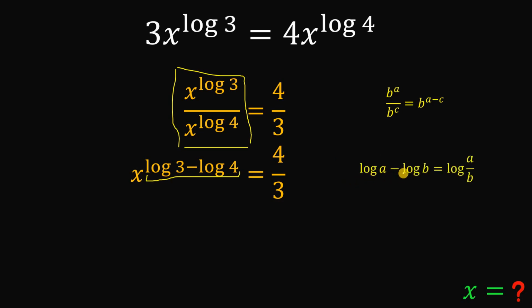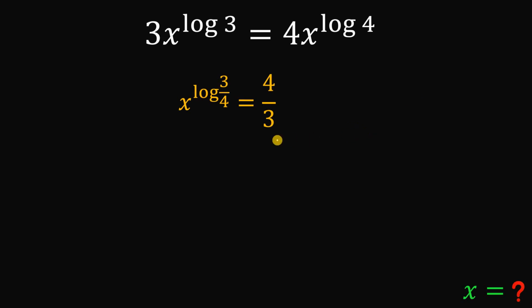Now from here, notice we can rewrite this using a single logarithm. Because take note, when we have logarithm of a minus logarithm of b, we can rewrite this as logarithm of a over b. So the exponent of x can be written as logarithm of 3 over 4. Now let's focus on this result.